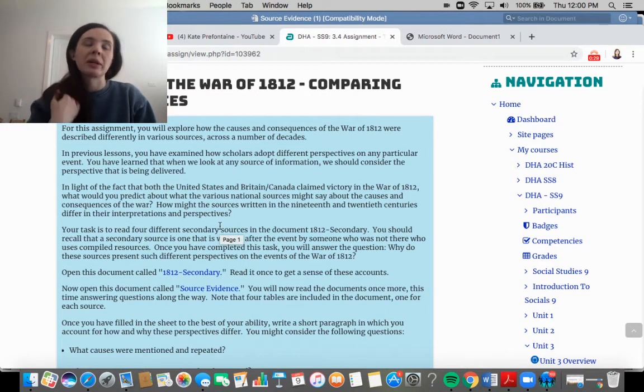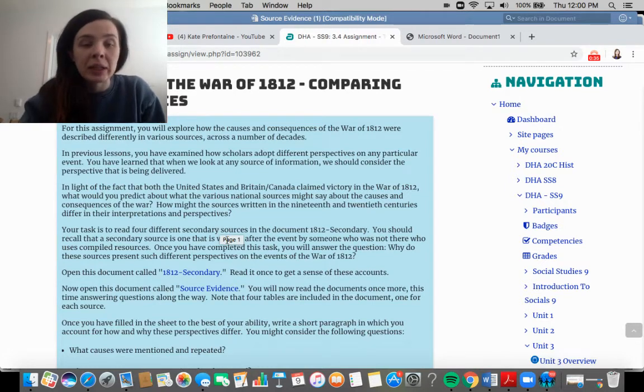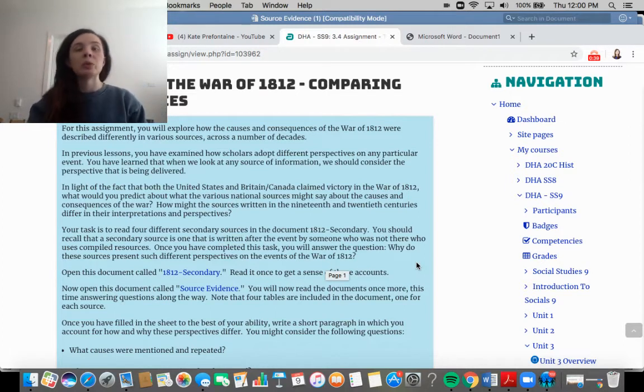We've been looking at perspective a lot through Unit 3 when it came to the different images that we were looking at and everything. And now, considering that the War of 1812 and basically who won it is a very divisive sort of argument, meaning that people are still very much divided, there's no real clear winner, you're going to look at a couple of different sources talking about the War of 1812.